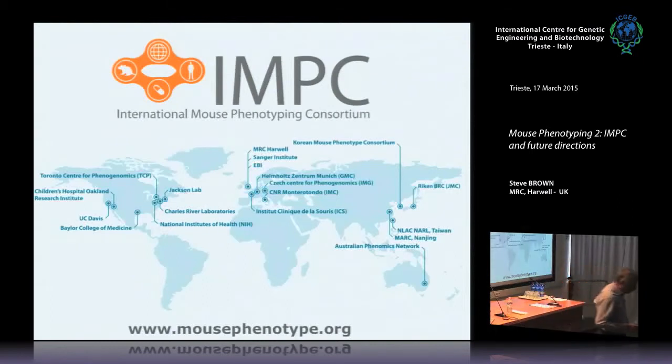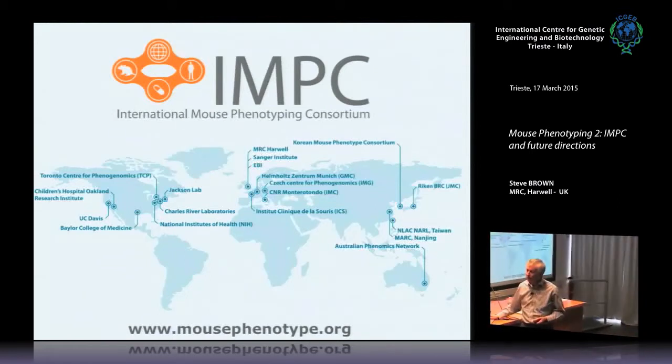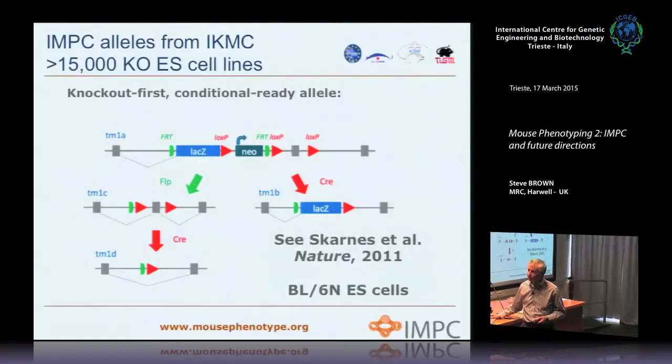So these are the centers around the world who are participating in the production, the phenotyping, and the informatics. And you can see that they stretch right across the globe, from Australia through Asia into Europe and then to North America. All of these centers are participating in some way in delivering the goals of this project.